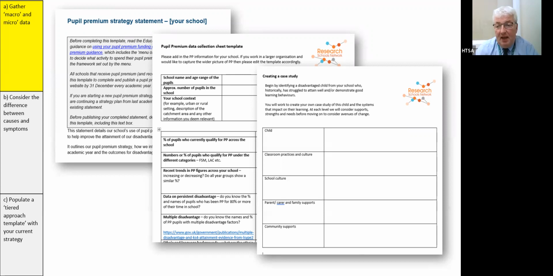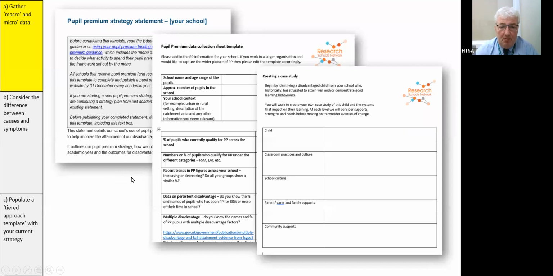And it could be that, as it says there, you begin with a child who's had a history of struggling to attain, or you might want one who's got good learning behaviours. The child is up to you. Choosing the child may well determine how useful the activity is, but we do know that this has been thought-provoking for colleagues in the past.